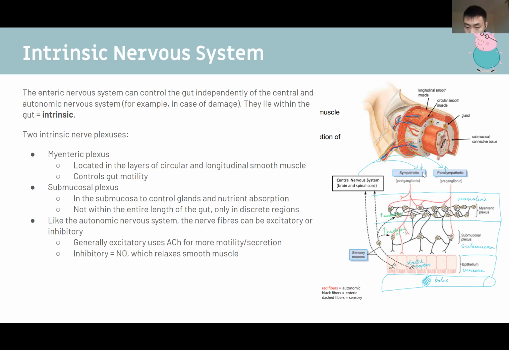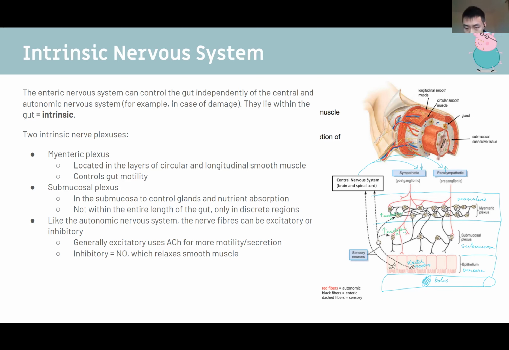And you can see this diagram here. So you might have some stretch receptors in the mucosa here, the epithelium of the gut tube. You might also have some chemoreceptors. They will send information up to your central nervous system. The central nervous system can then affect the gut by the sympathetics and parasympathetics, which might terminate directly onto the gut itself, but it will also connect to the myenteric plexus and the submucosal plexus itself. So you do get the sympathetic and the parasympathetic system actually regulating the enteric nervous system as well.